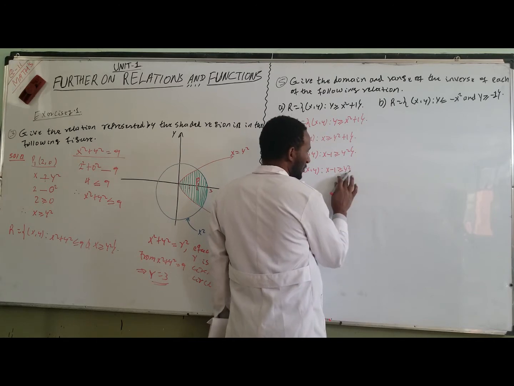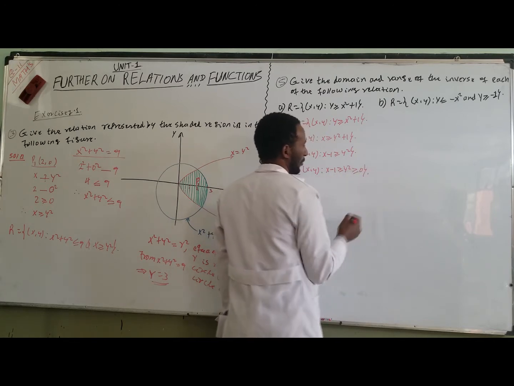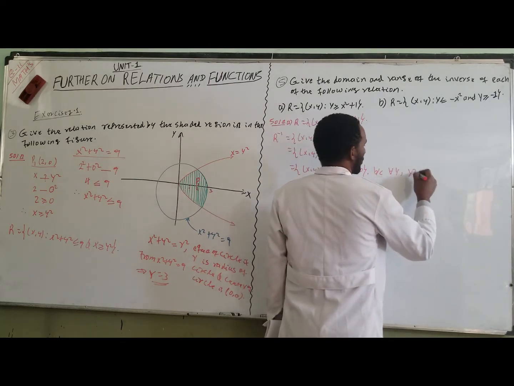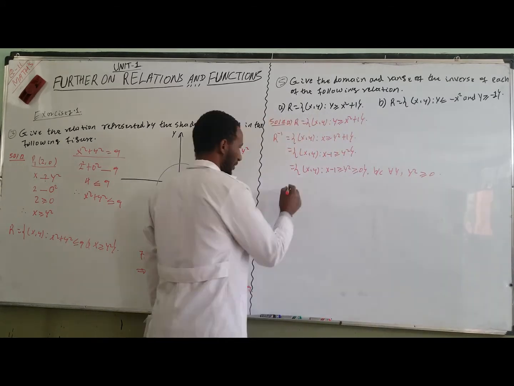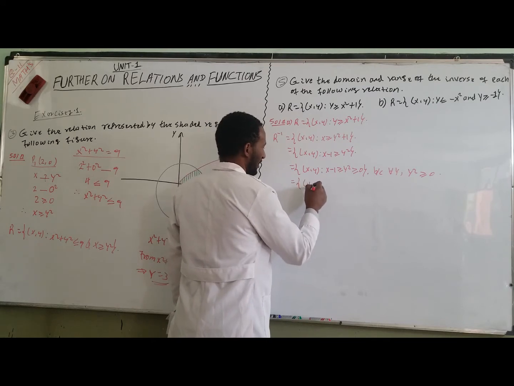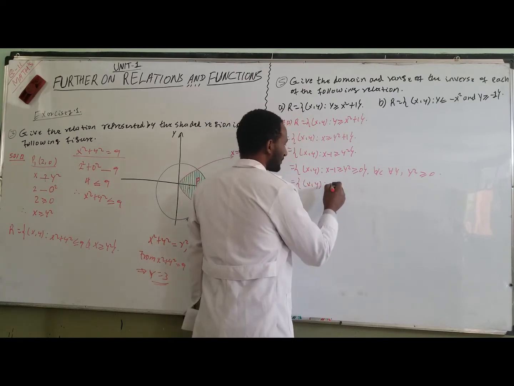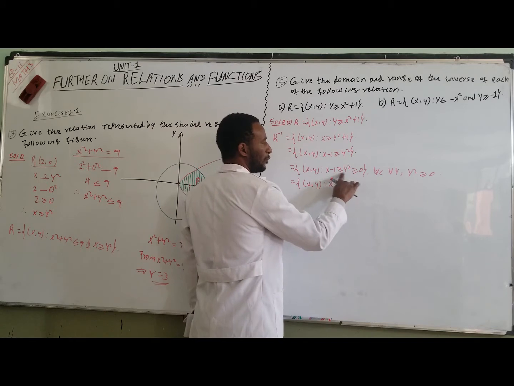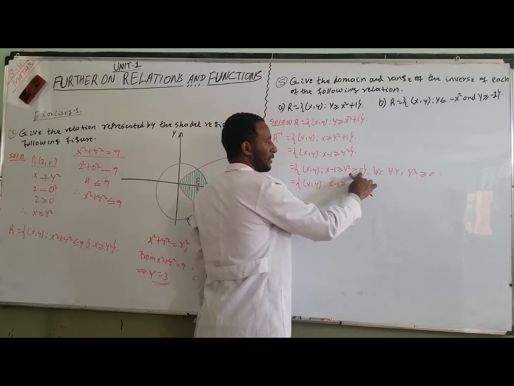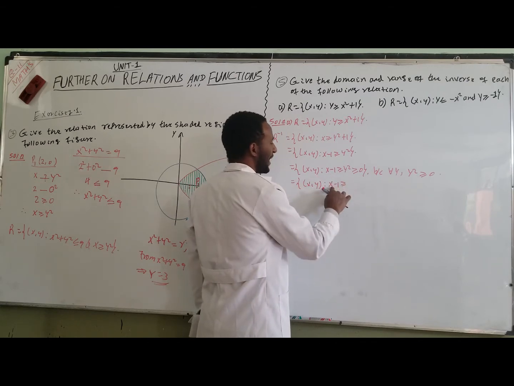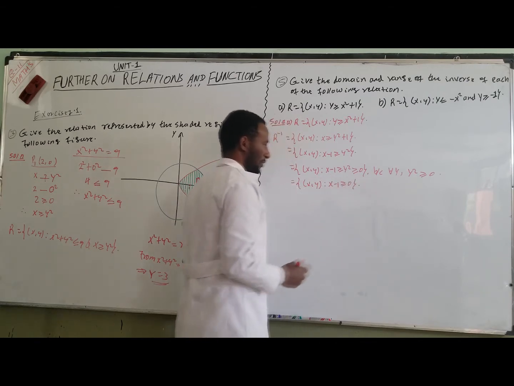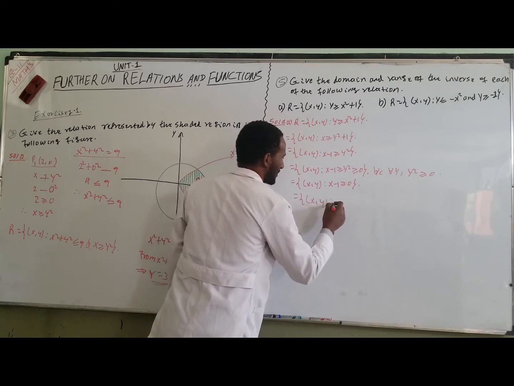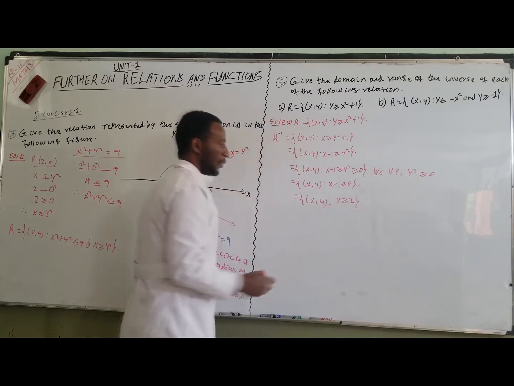This y squared is greater than or equal to 0, because for all real numbers y, y squared is greater than or equal to 0. Therefore, this inverse relation becomes {(x, y) such that x minus 1 is greater than or equal to y squared, and y squared is greater than or equal to 0}. Therefore, by transitivity, x minus 1 is greater than or equal to 0. Then this can be expressed as {(x, y) such that x is greater than or equal to 1}.